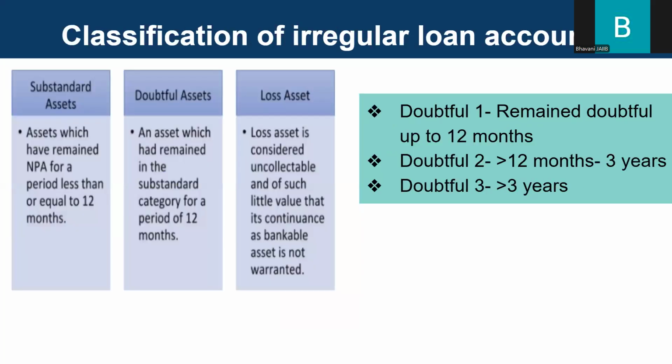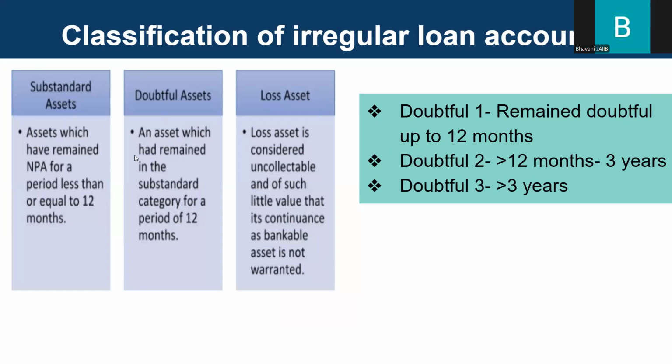Classification of irregular loan accounts. A retail asset becomes non-performing when it stops to generate income for the bank. A non-performing asset, that is NPA, is a loan or an advance where interest or installment of principal remains overdue for a period more than 90 days. NPA accounts are classified into substandard, doubtful, and loss.